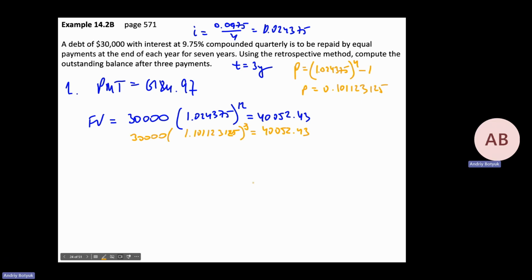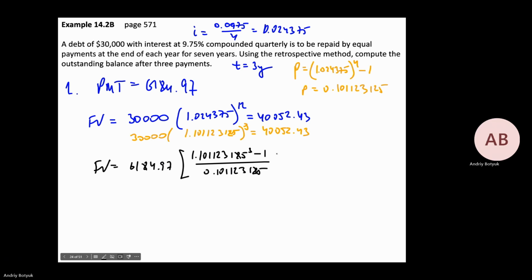Okay, so the second step is to calculate the future value of the payments we already paid, and that would be what? 6184.97. Now I need to use P here. No other options. Now exponent 3, right? Let's calculate.